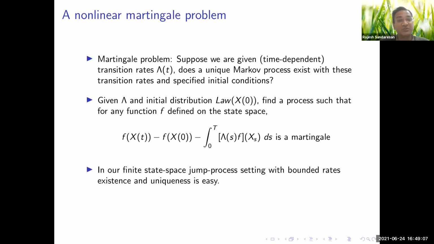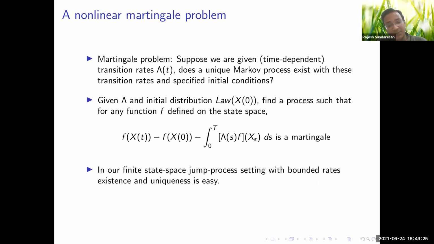In our context, though, if you just look at this martingale problem in our simple context of jump process setting, finite state space, and these rates are all bounded, existence and uniqueness questions are easily addressed. So it's a rather straightforward problem in this particular context.